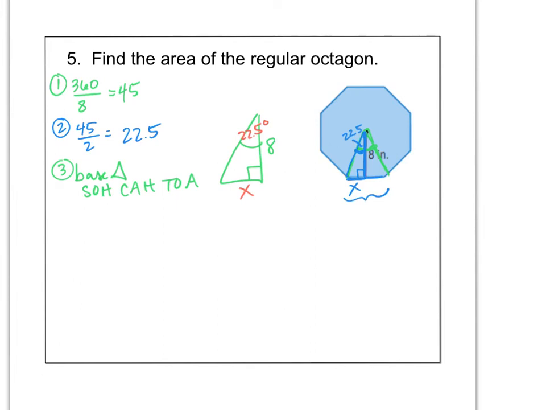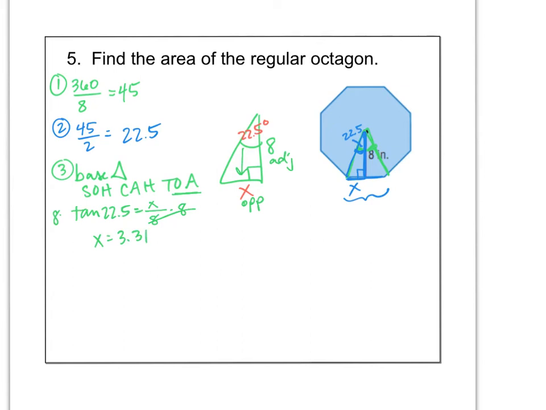Well, think about SOHCAHTOA. The x is opposite of our angle. And the 8 is adjacent. So opposite and adjacent, part of TOA. So we're going to do tangent 22.5 equals x over 8. You're going to multiply both sides by 8. And then you're going to type that in your calculator. And when you type that in, I think you get x equals 3.31.